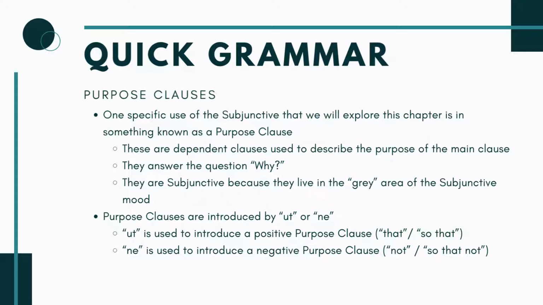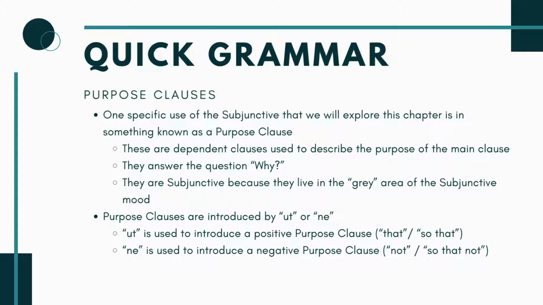So in other words, they don't really stand on their own. They're describing something about the main part of your sentence. They answer the question why, which is why we call them purpose clauses, right? What's the purpose of this? Why? That's what it's doing, okay? And again, because the subjunctive is in that gray area, that's why it's in the subjunctive mood, because these purpose clauses are functioning in that gray area.